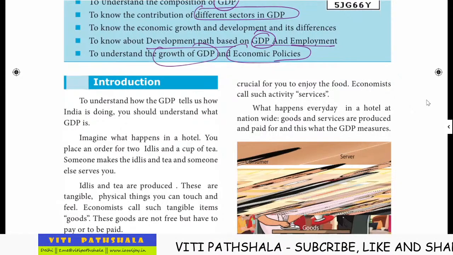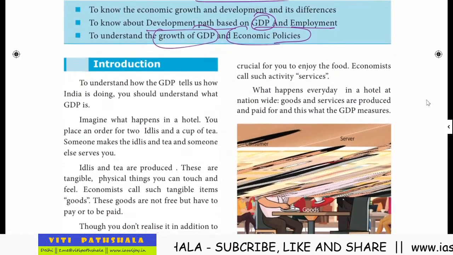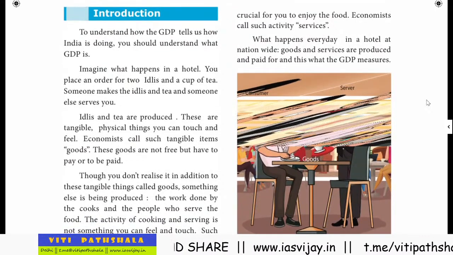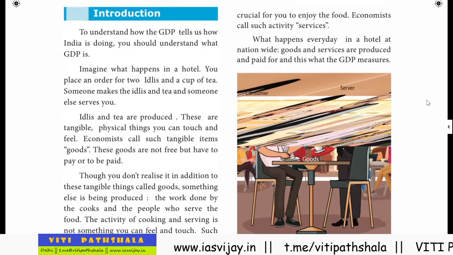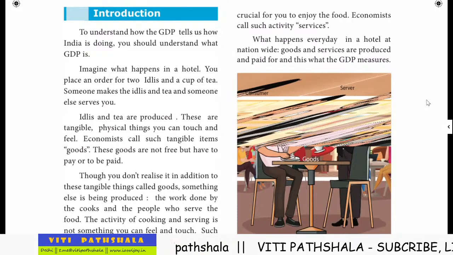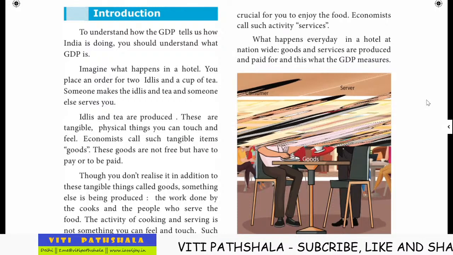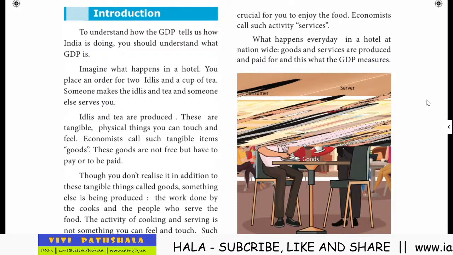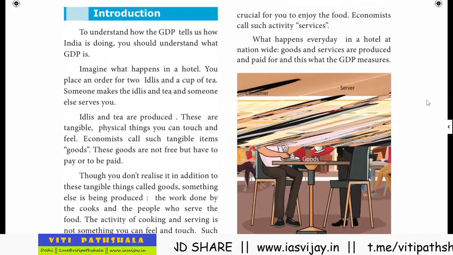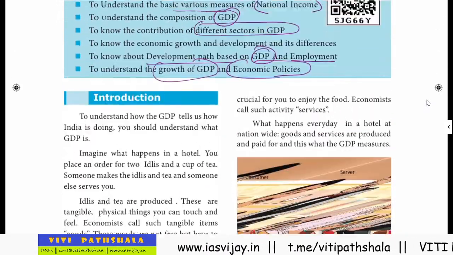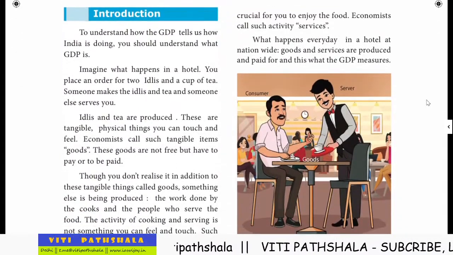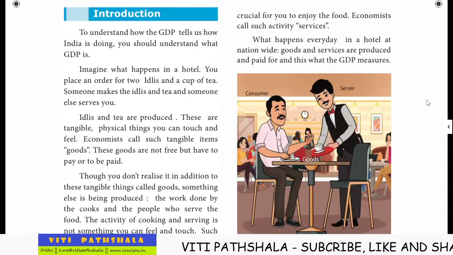Introduction. First we are going to study how the GDP tells us how India is doing. Now you should understand what a GDP is. So GDP tells us how India is performing. First you have to know what the GDP is and what it constitutes. Now imagine what happens in a hotel.